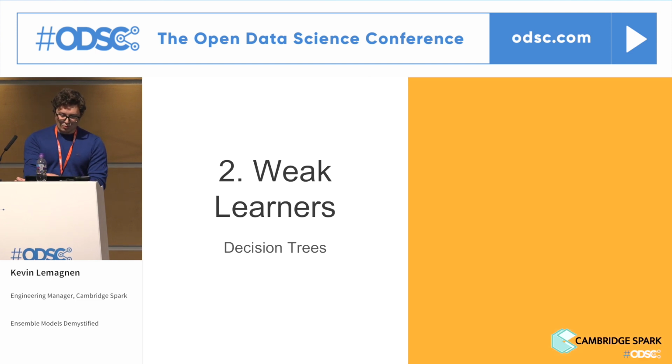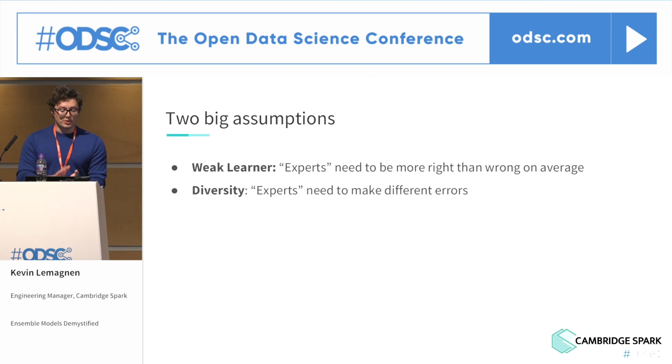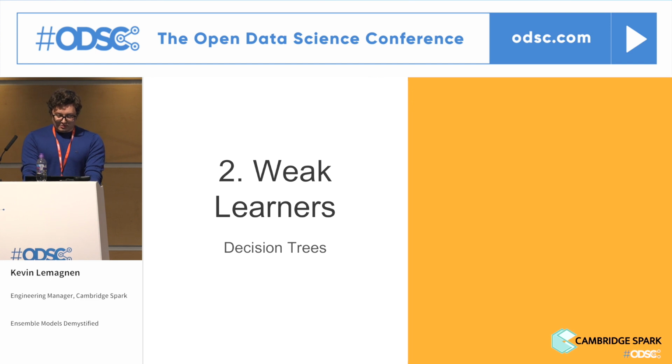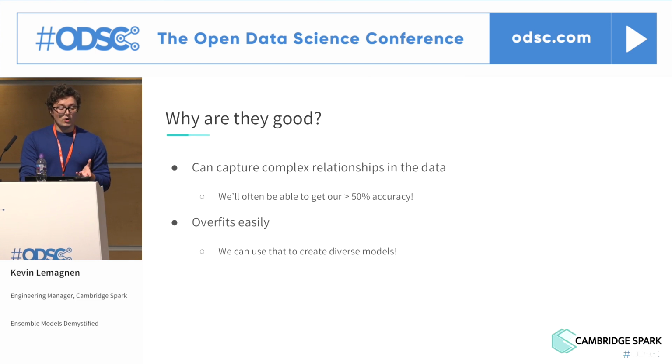Right, so with that in mind, and remember those two properties for later, because that's going to come back through this talk a lot. Our first building block here is the weak learner. As I've said earlier, we'll use decision trees. Why do we use decision trees? Well, they actually fit pretty well with those two properties that we need.